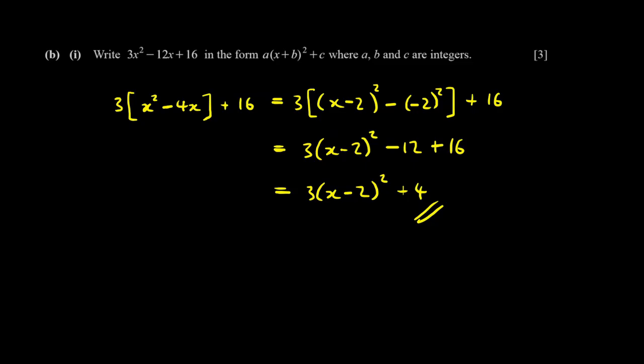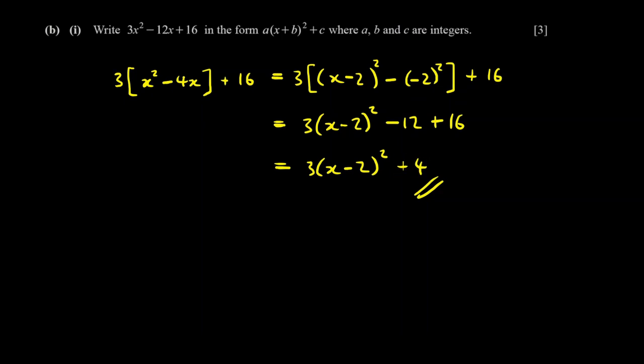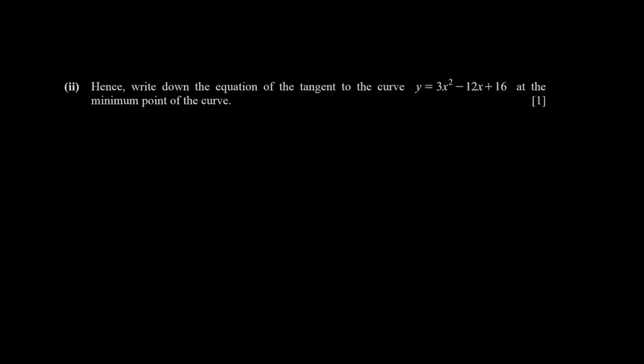In other words, our a value is 3, our b value is negative 2 in this case, and our c value is 4. All right, then, the last part of this question, hence, right? If you see the word hence, that means you need to use the previous part of the question to answer. So hence, write down means there's only going to be worth 1 mark, right? So you don't have to do any working. It should be obvious. The equation of the tangent to the curve 3x squared minus 12x plus 16 at the minimum point of the curve.